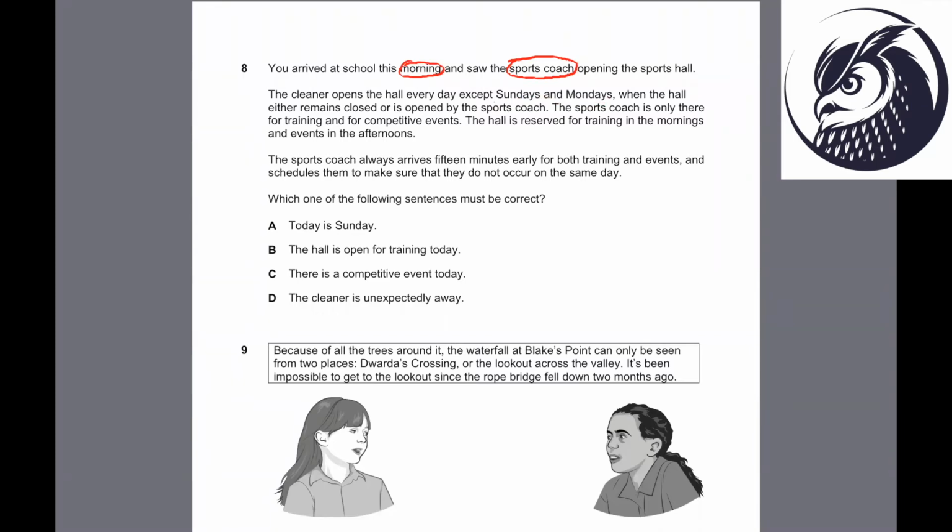It's either Sunday or Monday, simply because the cleaner opens the hall every other day, right? So if the sports coach is here on a morning, so I'll write that here, sports coach, and it's morning. What can we establish? We know that it's either going to be Sunday or Monday. So I'll write that here, Sunday or Monday. We also know that the hall is reserved for training in the mornings. So we know that since it's the morning time when we see the sports coach opening it, it actually must be for training.